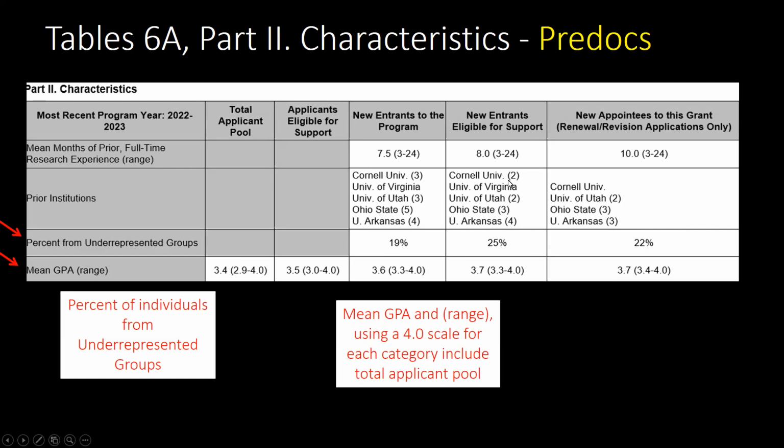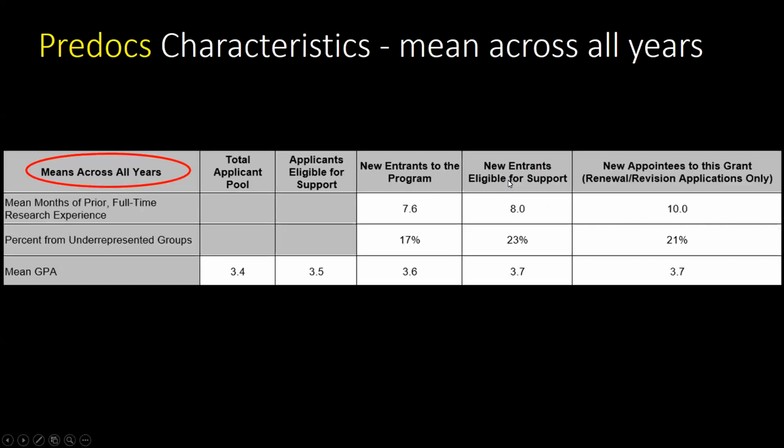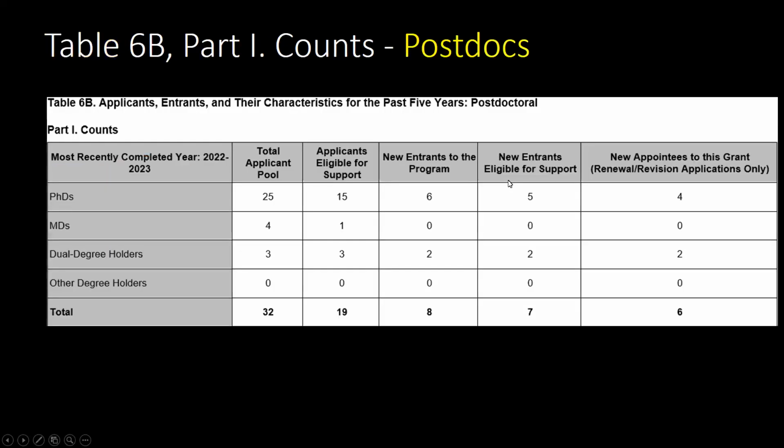And then that last row is the mean GPA average, and the range is in parentheses. They want to know the total applicant pool, those that were eligible for support, those that actually entered into the program, those that entered into the program and were eligible for support, and those that were actually appointed to the training grant. It's a crazy amount of information. And then of course, at the end of the table, they go back for 5 years. You get 5 years of statistics for table 6A, and then they want the mean across all of those 5 years, which you have to figure out.